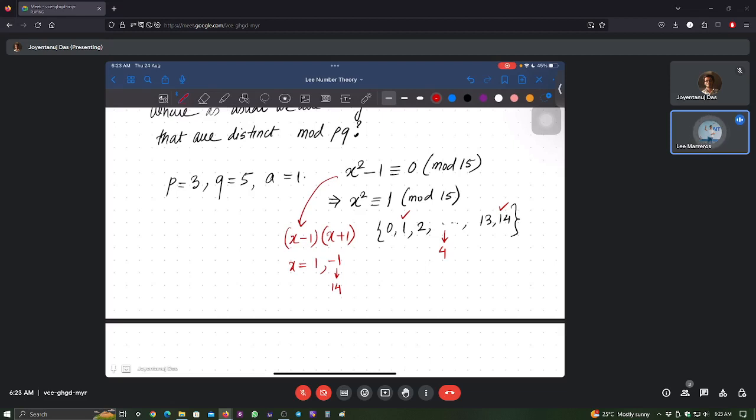Well, 5 will not work, right? No, 5 is not. 25 is not 1 mod 15. 6, 36, that will also not work. I mean, anything that finishes in 5 or 0 will not work. So maybe 8 will work. 8 is 64. That will not work. 9 is 81, but 80 is not divisible by 15, right?